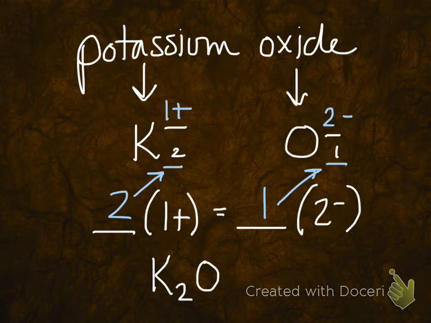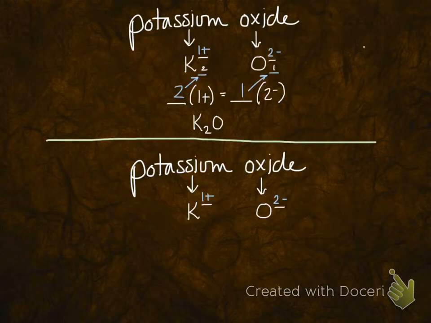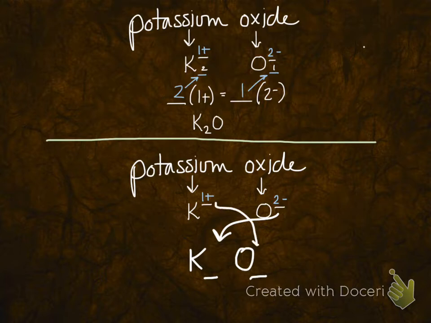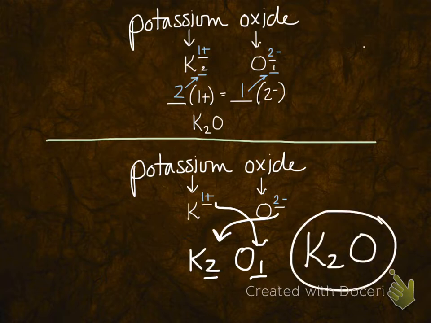Now, let's talk about how you may have learned to do this earlier in your chemistry career. You may have learned something called the crisscross. Write down your ions, crisscross the charges down here to make the subscripts. It's really easy, admittedly, it is. The only concern is that you don't understand what you're doing. You're just finding a ratio between ions.